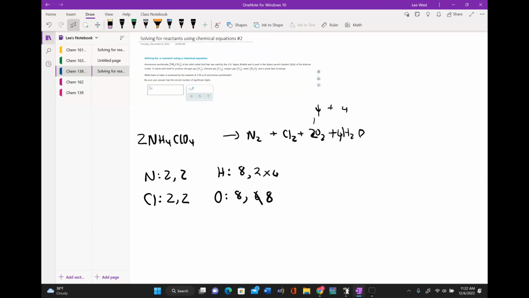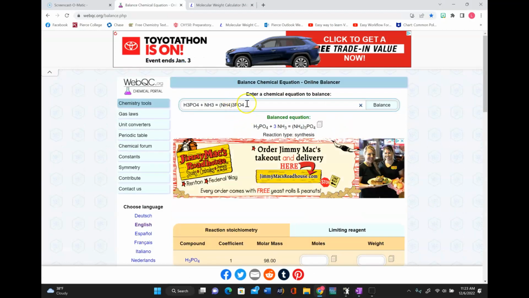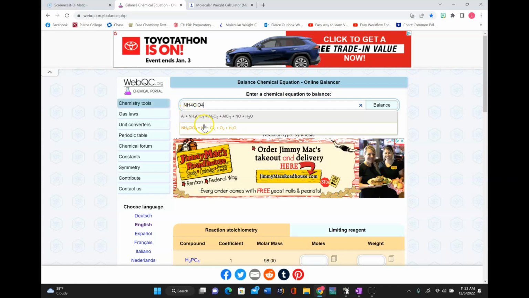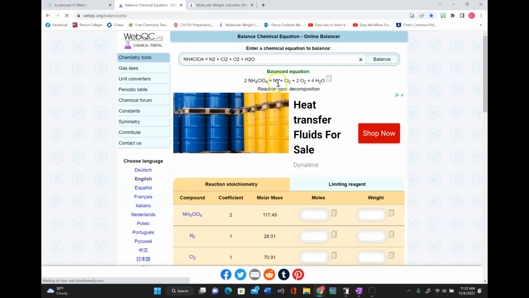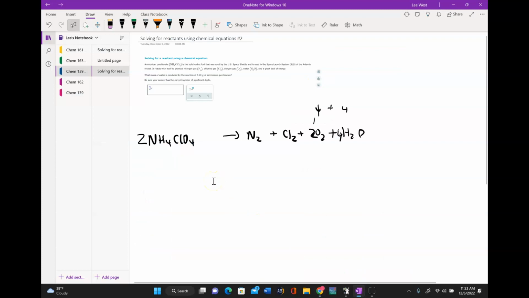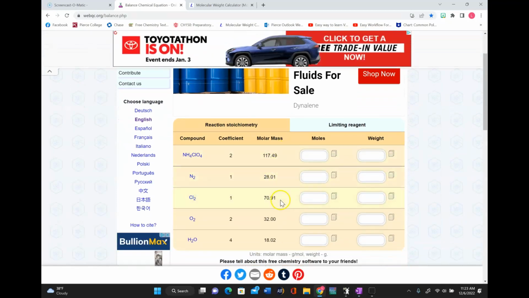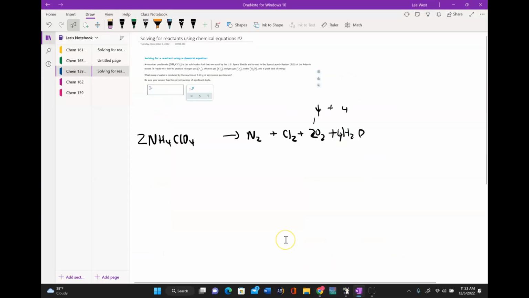So my balanced equation is 2 ammonium perchlorates react with themselves to give 1 N2, 1 Cl2, 2 O2s, and 4 waters. Now, of course, I can put that into my online equation balancer, NH4ClO4. There it is there. 2, 1, 1, 2, 4. And that's exactly what I got. All right, good. Now, I like to do that as well because I can get all of my molar masses that I might need.